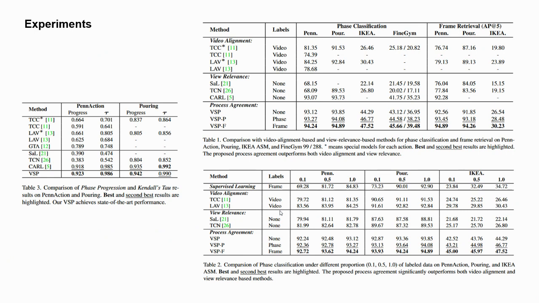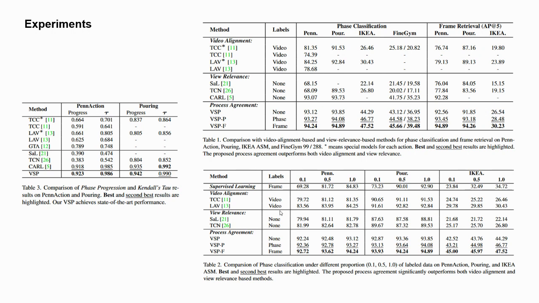Next is the experimental results. Table 1 shows the experimental results under 2 benchmarks and 3 commonly used indicators. In weak supervision, the VSP annotated using phase or frame significantly exceeds the existing methods. In self-supervised methods, VSP achieves good performance. Table 2 shows the results of fine-tuning under different proportions of labeled data. Our method not only exceeds existing methods, but also exceeds the results of fully supervised training with only 10% of fine-tuning data. Table 3 shows the comparison of phase progression and Kendall's tau results on pen action and pouring. Our VSP achieves state-of-the-art performance.